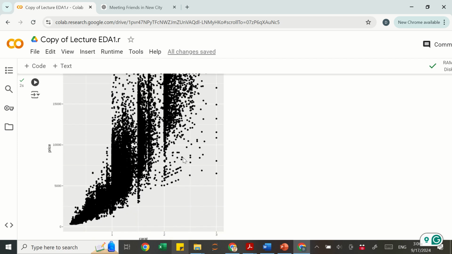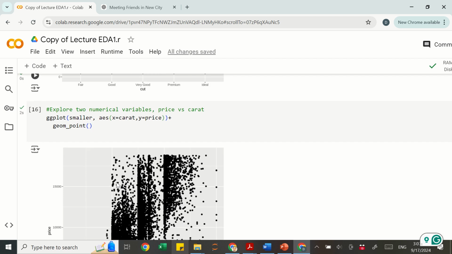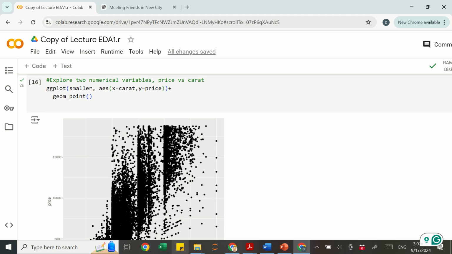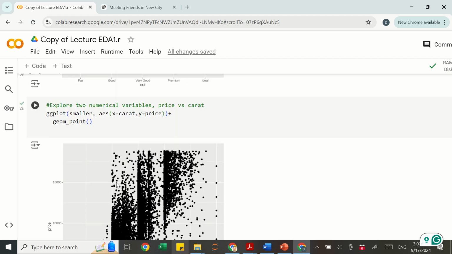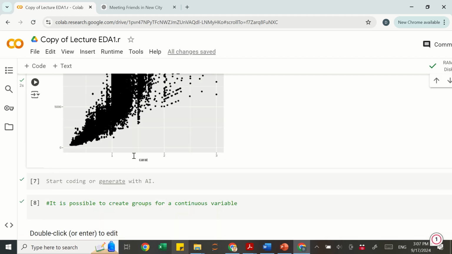Also, you gotta be mindful that here we have a lot of points because there are like 54,000 observations around that. So we have some overlapping points here. It is possible to add more parameters into our visualization to have a better understanding of the number of points. One possibility here is to add one parameter that is called alpha.